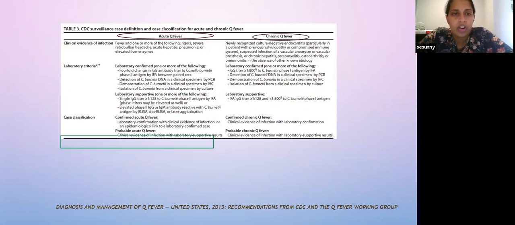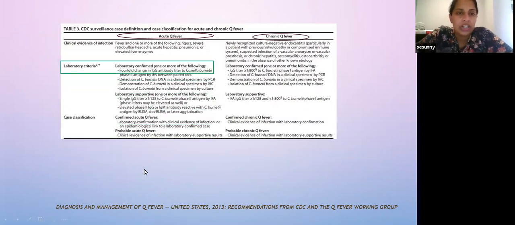Just to highlight acute and chronic Q fever: when you look at laboratory-confirmed cases, for acute Q fever you need a 4-fold change in IgG antibody titer to Coxiella burnetii. Like I said, these are antibodies directed against phase 2. You need a 4-fold increase in the antibody titer, and usually samples are taken about 3 to 6 weeks apart. With chronic Q fever, it's more the antibody titer. So we look at the cutoff, and they use an antibody titer of more than 1:800 to phase 1 antigen by IFA as being suggestive of chronic Q fever.